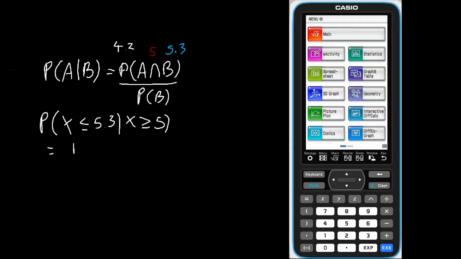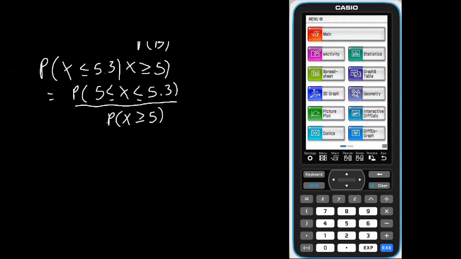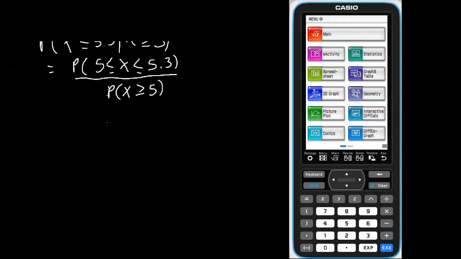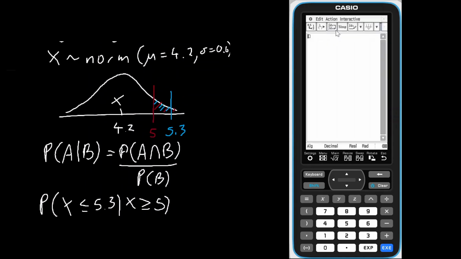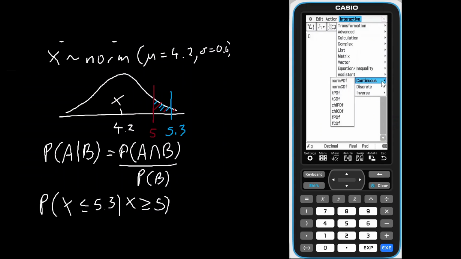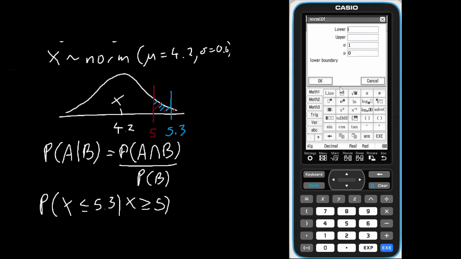And that is equal to the probability of X between 5 and 5.3, all divided by the probability of X greater than 5. Okay, so let's figure out this bottom bit here first. So I always find drawing the normal distribution really helpful. So once I've drawn it, I know that I'm trying to find this red bit. So let's go to the calculator, let's go to main, let's go to interactive, and then we go to distribution, and we go to continuous, and we want the CDF, the cumulative one.